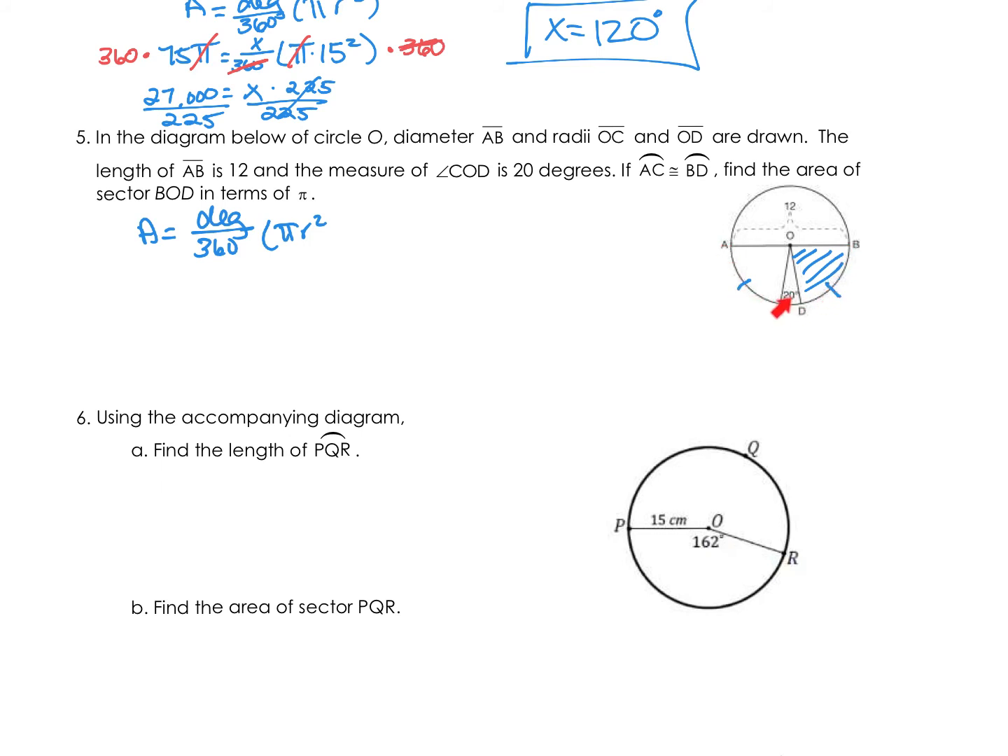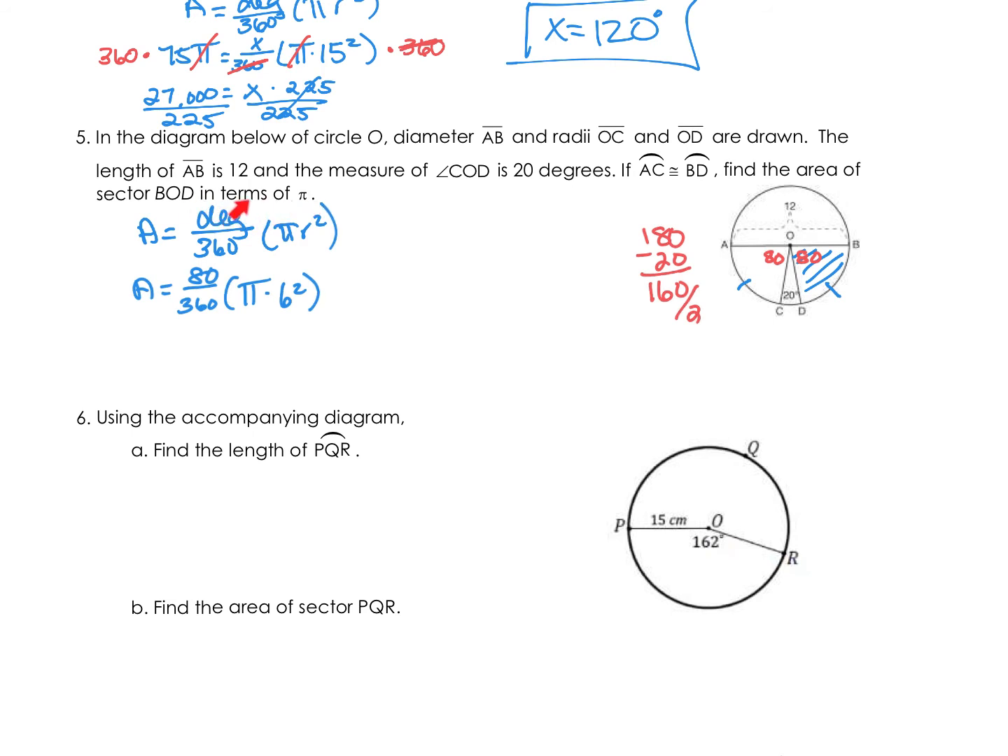If this section's 20 and these two are the same, I think I can do 180 minus 20 is 160 and divide it by 2, and that would make each of these 80. So the section that I want in blue, the degree is 80 out of 360 times pi, or the radius is 6, squared. Now, how do they want us to round?